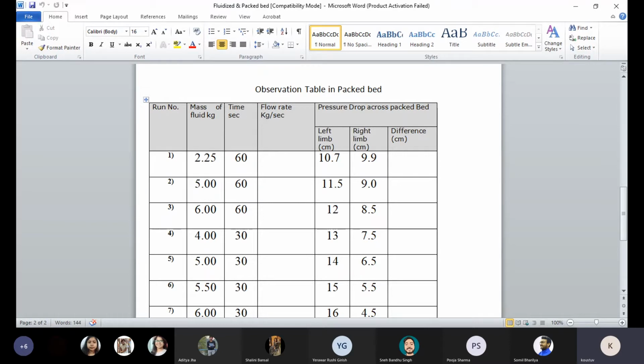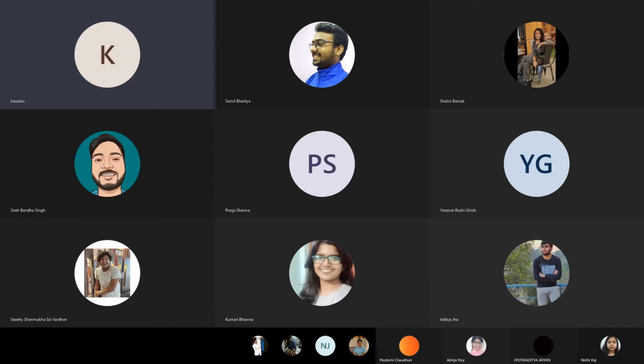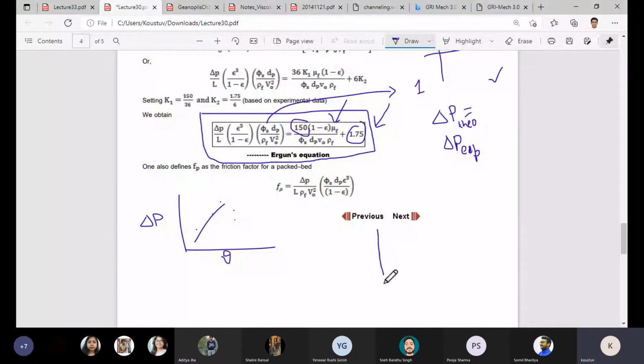So let me just draw qualitatively. Maybe I change the slide once more. Suppose you are doing this. So that is one plot, delta p versus Reynolds number, or a parity plot, basically delta p experimental versus delta p theoretical. So those are the two things you can do.